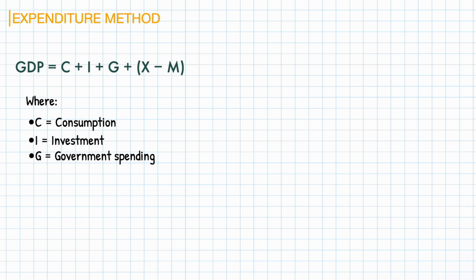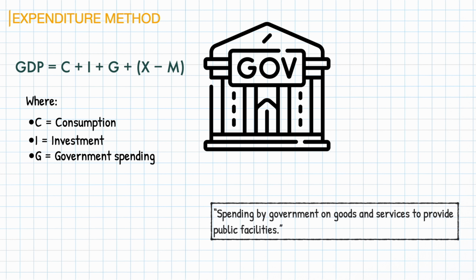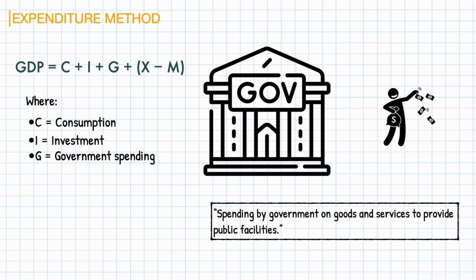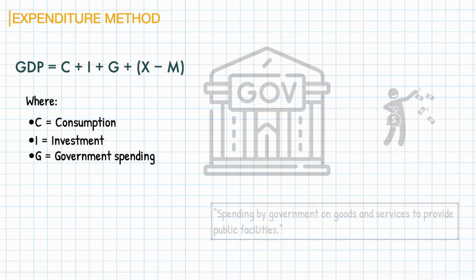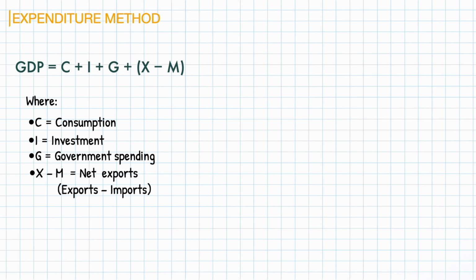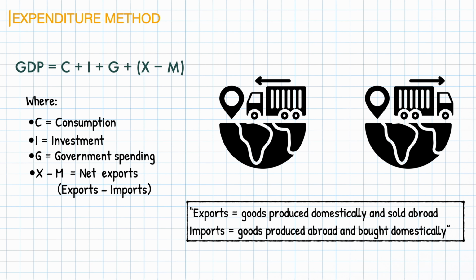G represents government spending, which means spending by the government on goods and services to provide public facilities. There is no government spending in our example. X minus M represents net exports, where exports are goods produced domestically and sold abroad, and imports are goods produced abroad and bought domestically. There are no imports or exports in our example.